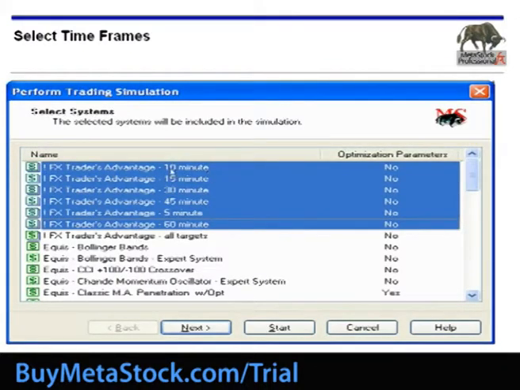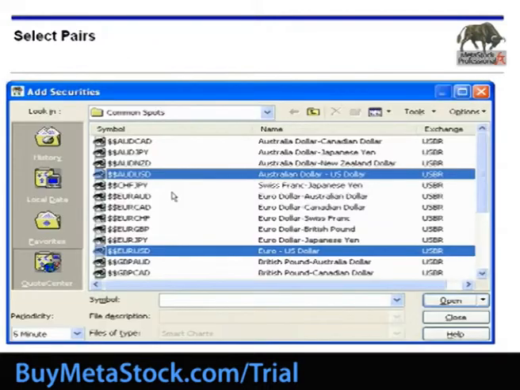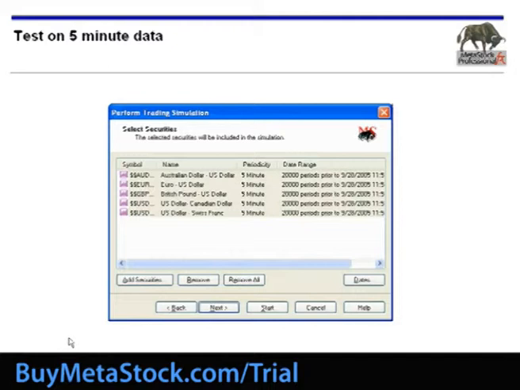These are the actual system tests themselves that we choose, and you can see a 10, a 15, and a 30, but when we actually choose the data we're going to test, we have to choose the 5-minute time frame for this to work appropriately. Now you see here that we have chosen the 5-minute time frame, and we've chosen 20,000 periods, which is just a little over 3 months in the 60-minute time frame, and of course shorter than that in the other time frames.